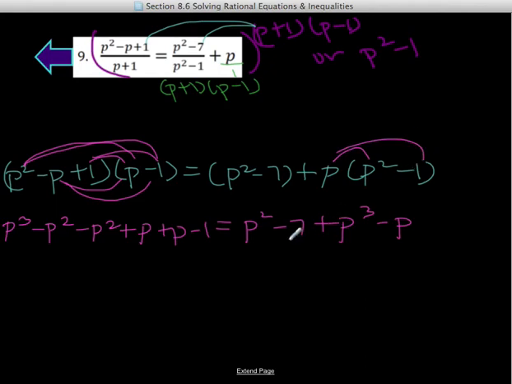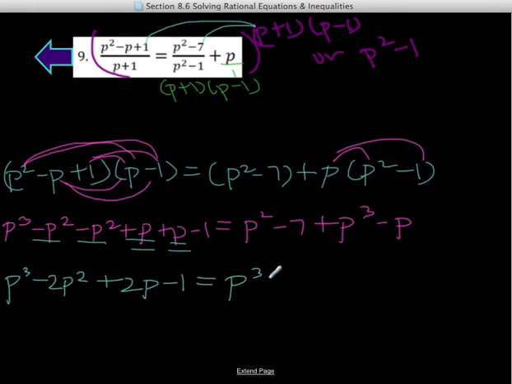Now I'm going to get everything to one side. Or let's go ahead and combine like terms first, I guess. So I have p squared, negative p squared, and negative p squared. So I have p to the third minus 2p squared plus 2p minus 1 is equal to p to the third plus p squared minus p minus 7. Now I'm going to notice that if I subtract p to the third from both sides, it's going to cancel out, and I will see that I am left with the quadratic.